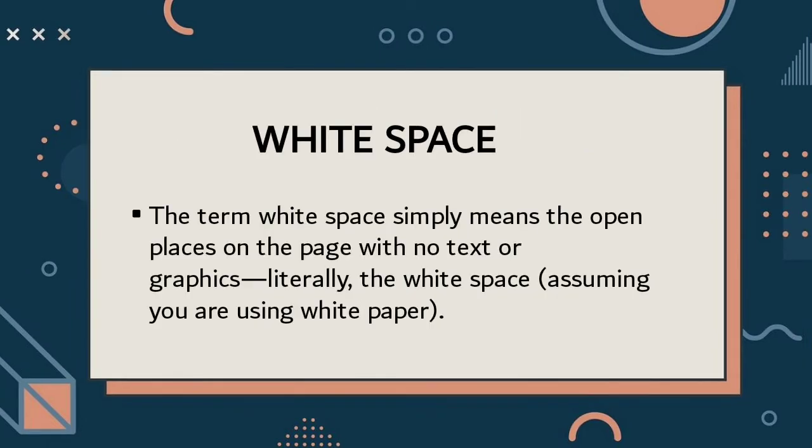So, the first element that we have is white space. The term white space simply means the open places on the page with no text or graphics. Literally, the white space, assuming you are using white paper. White space does not literally mean an empty space with a white background. It is simply a marked space in the design. So white space is the space between layouts, lines of paragraphs, between paragraphs, and so on.